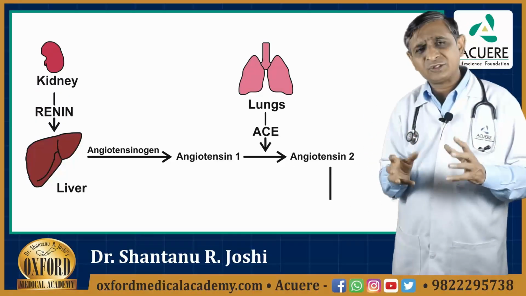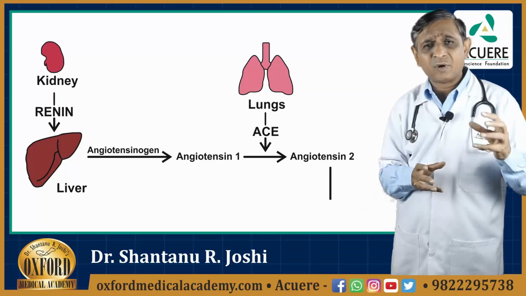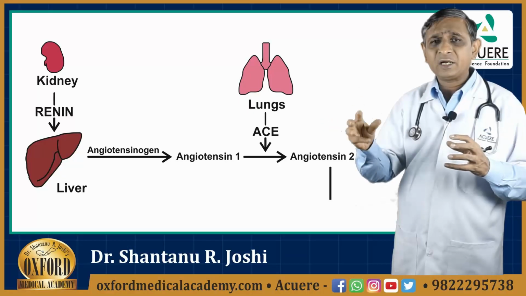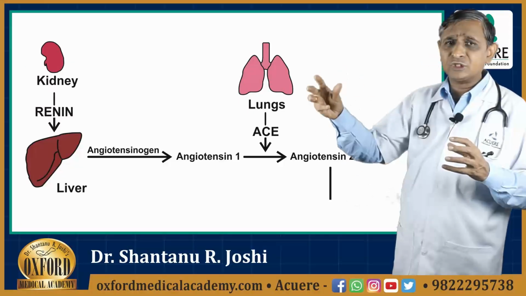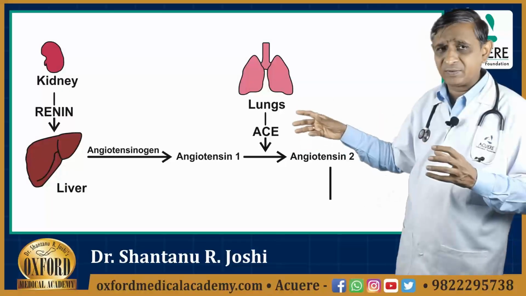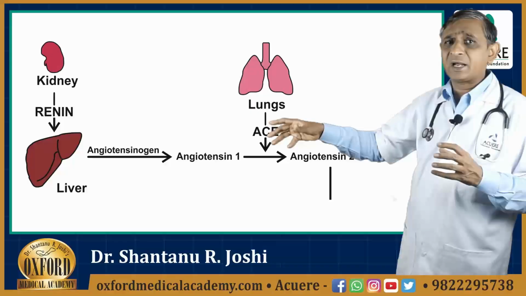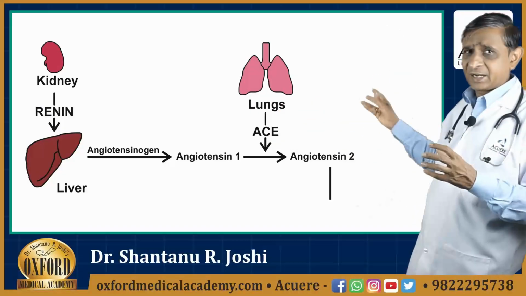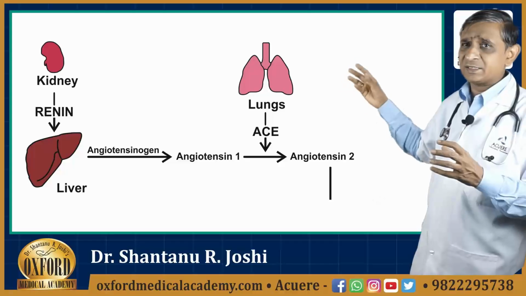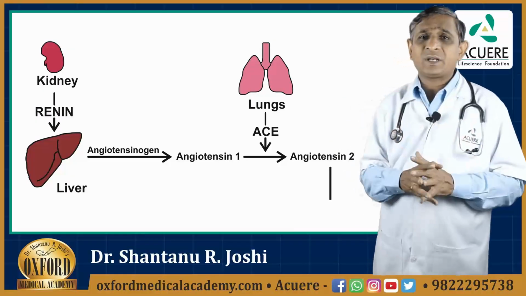Now starting from the initial, we get renin from the kidney. It will stimulate the liver. It will stimulate the conversion of angiotensinogen to angiotensin 1 in the liver. This angiotensin 1 will get converted into angiotensin 2 in the lungs with the help of angiotensin converting enzyme. Now we are having angiotensin 2.